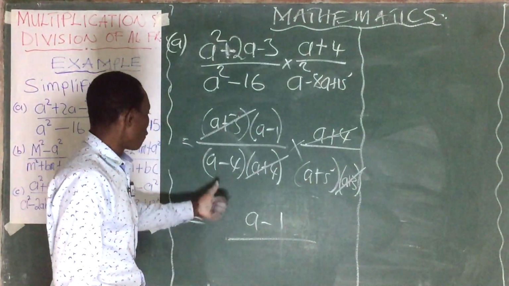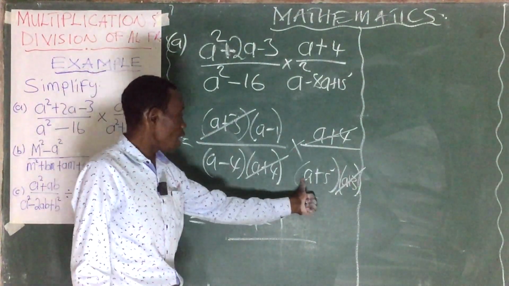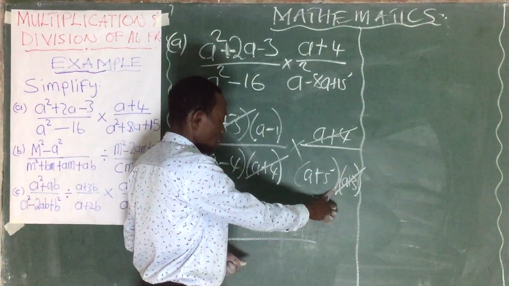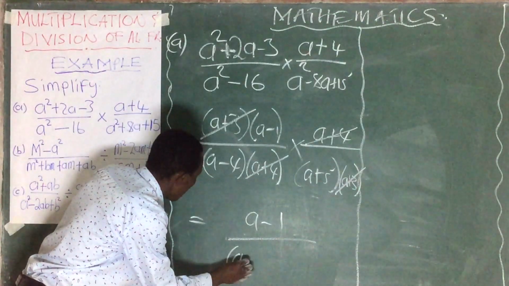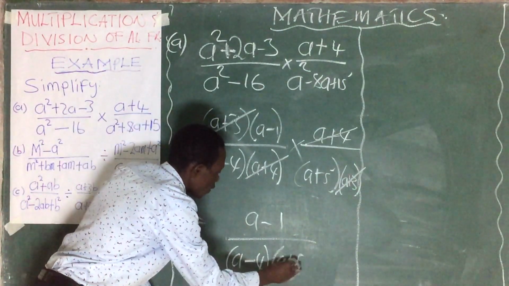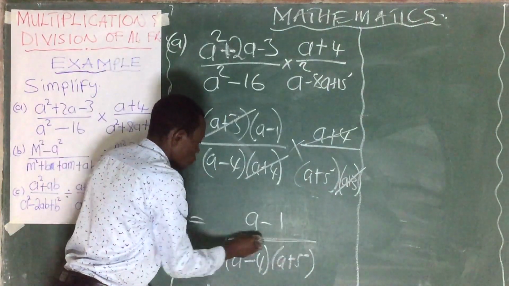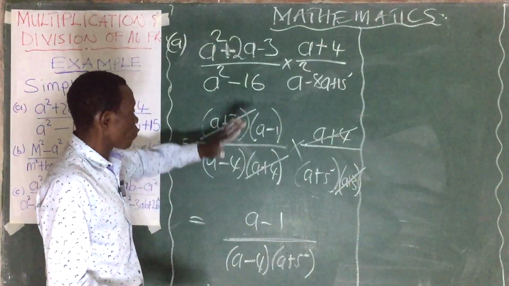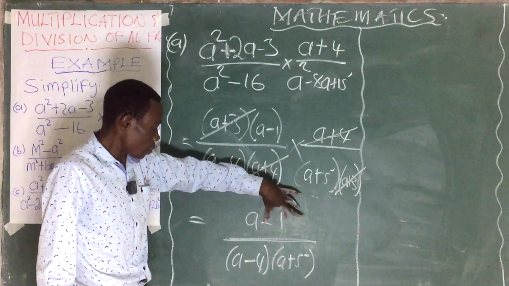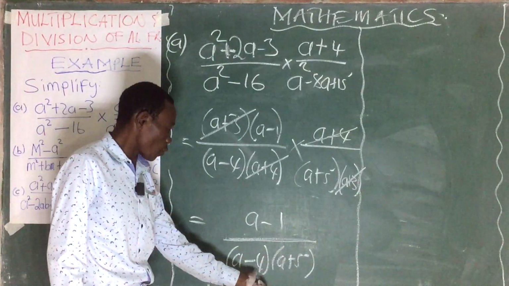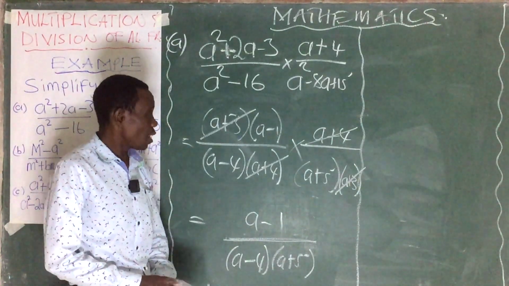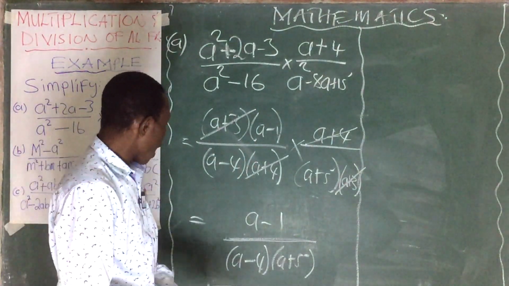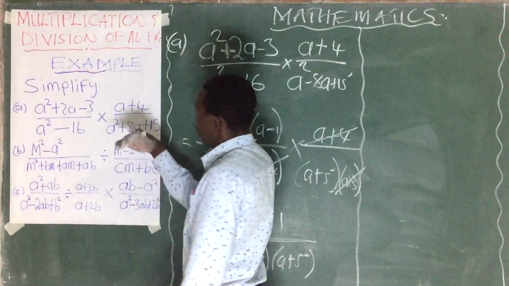And on the denominator, we have got a minus 4 and a plus 5. So it means a minus 4 should multiply with a plus 5. So we write it this way: a minus 4 and then a plus 5. You don't necessarily have to clear the brackets, but you can leave them just as binomials, like that. So the solution for this is a minus 1 on top, and down here we've got a minus 4, multiplied by a plus 5. Right, so this is our final answer to example A.